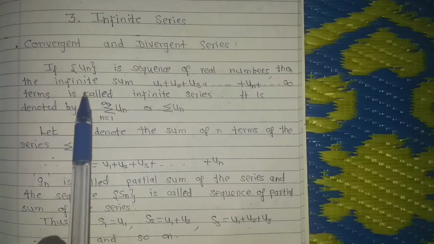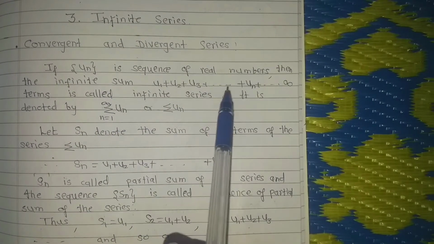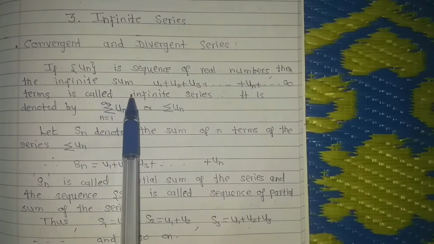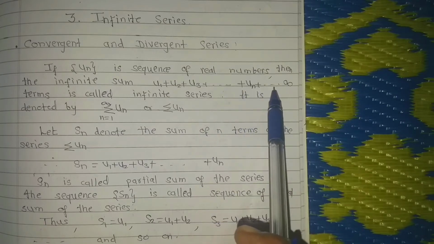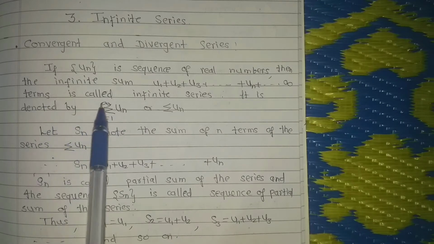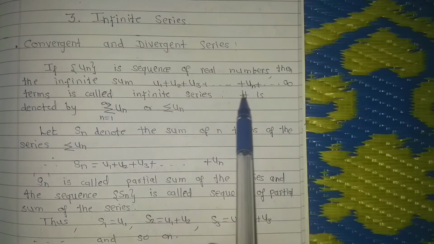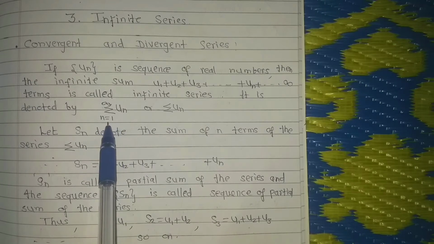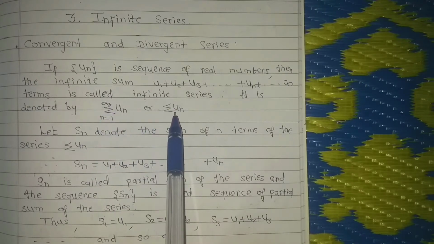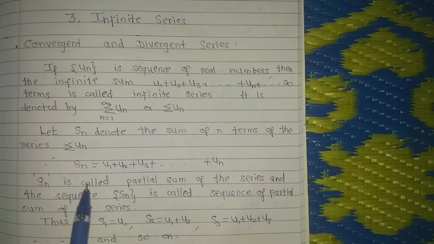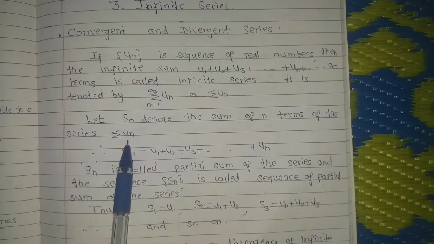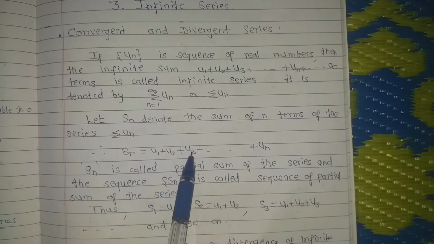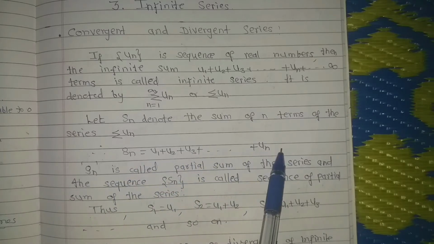If Un is a sequence of real numbers, then the infinite sum u1 plus u2 plus u3 plus up to un plus up to infinity terms is called an infinite series. It is denoted by summation of un, n going from 1 to infinity, or summation of un. Let Sn denote the sum of n terms of the series summation of un. Hence, Sn equal to u1 plus u2 plus u3 plus up to un.